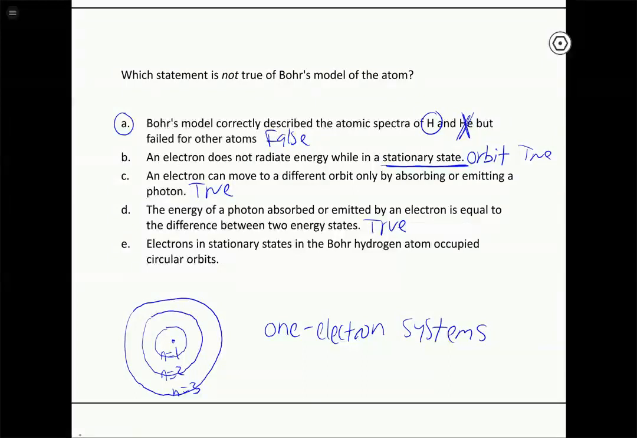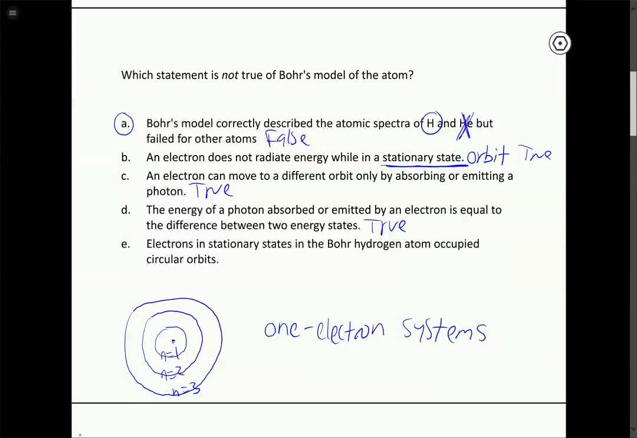You can think of that as conservation of energy. If the electron is gaining a certain amount of energy or losing a certain amount of energy, that energy has to come from a photon or go to a photon. So this one's also true, and this is kind of the concept that is going to come up in some of the numerical problems we'll talk about in a few minutes.